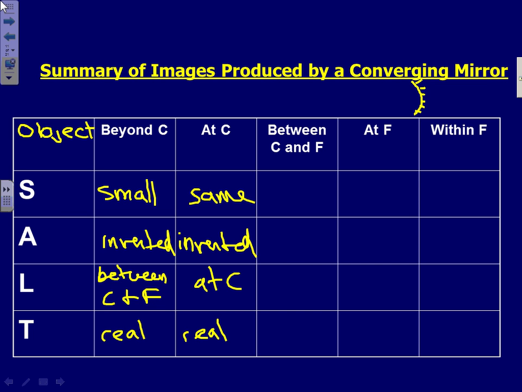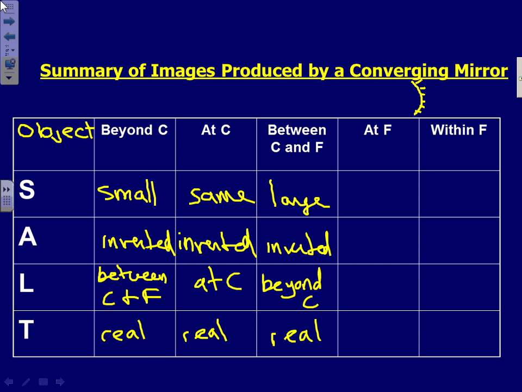Between C and F. Somebody rattle all four of them off instead of me picking and choosing. What do you got, Eric? Larger, inverted, beyond C, and real. Notice what's happening to the image as our object comes closer. It starts at C and F, then moves out to C, then moves beyond C. It gets further and further away. So when the object moves in, the image moves out.